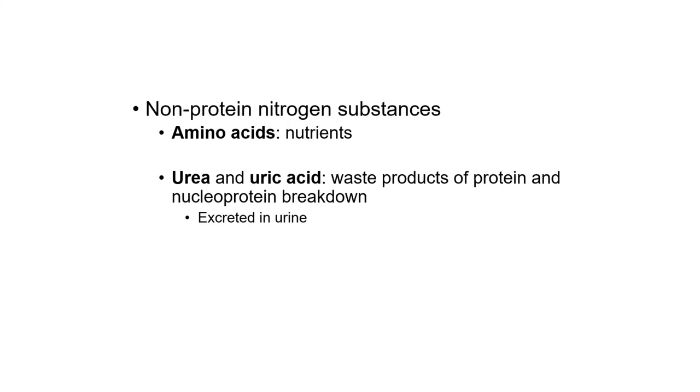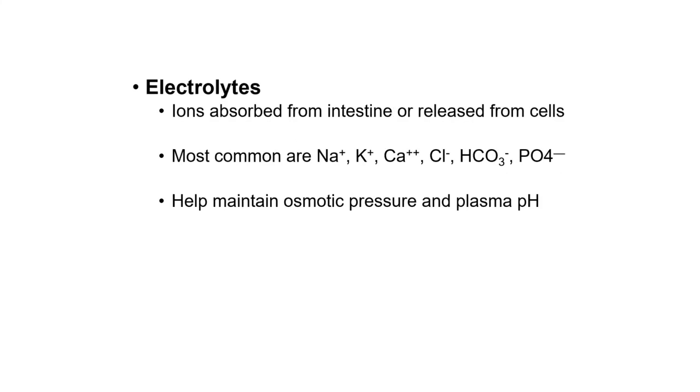Electrolytes are another important component of the blood plasma. Here they are. Electrolytes are ions absorbed from the intestine or released from cells. Some of the common ones are listed here, such as sodium, potassium, calcium. They help maintain osmotic pressure and the plasma pH.